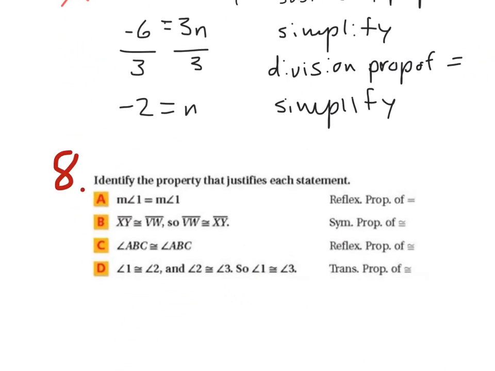Let's look at 8. I accidentally forgot to erase the answers next to each of these, but I know most of you just did matching. So if you wrote this, that was good. But let's take a look. We have A, the measure of angle 1 is equal to the measure of angle 1. So we have the same thing is equal to the same thing. So when you're looking in the mirror and you see your reflection, so this is reflexive property of equality because there's an equal sign in the middle. So reflexive property of equality.